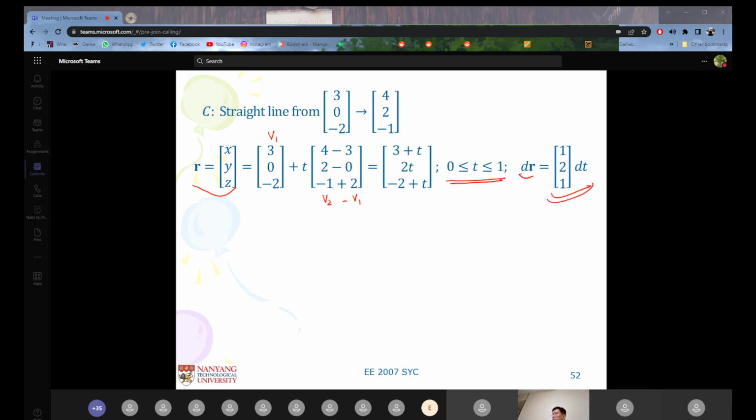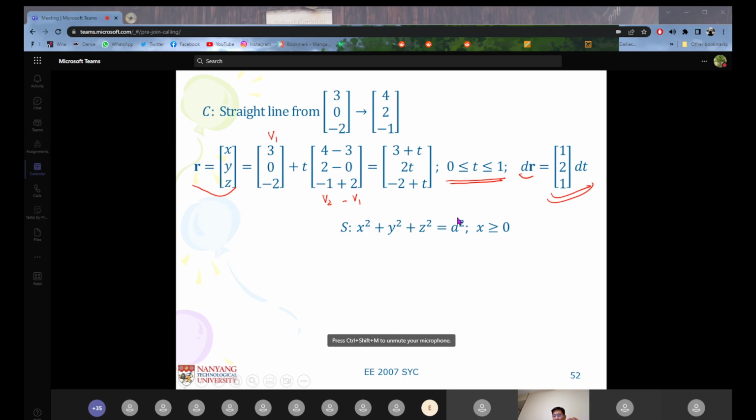Okay? So the rest, I'm sure you know what to do already, right? We have done a few examples on this. So I want to emphasize again the parameterization of a straight line. This formula is extremely good, extremely good. Okay. So now here, the second part, this is the surface.